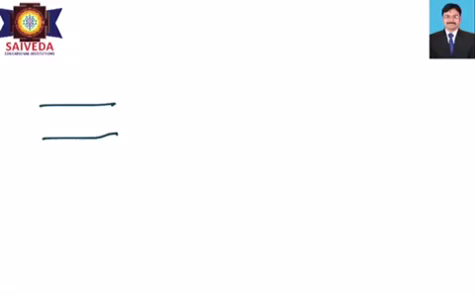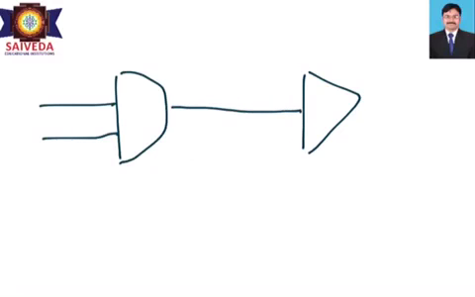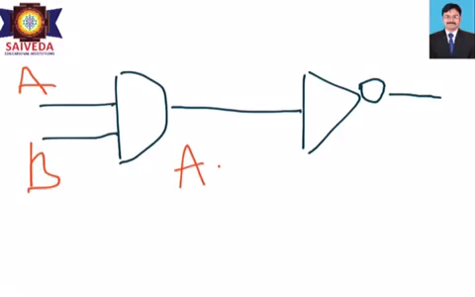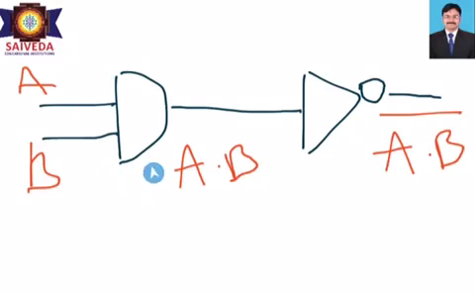First, let us take the symbol for the AND gate. You are very clear with that one. And then we have the NOT gate symbol. The combination of these two will give us the NAND gate. A and B are the inputs. A dot B will be the output of the AND gate. Now A dot B is the input, and what we get here is A dot B bar. So first, this is the AND gate. A, B are inputs, output is A dot B. Already you are very clear with this one.